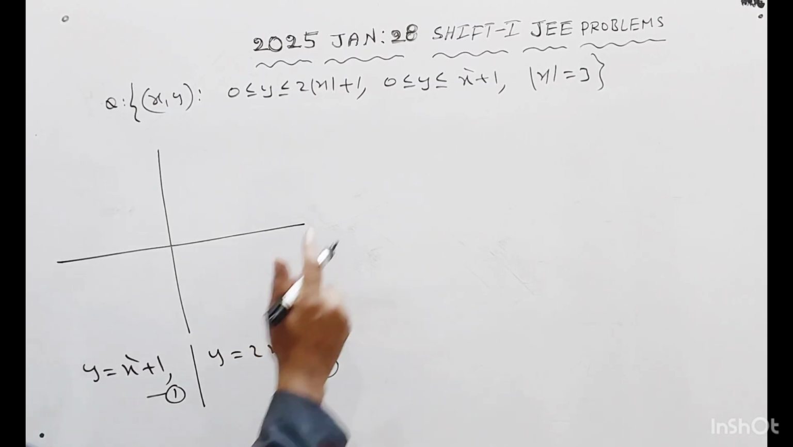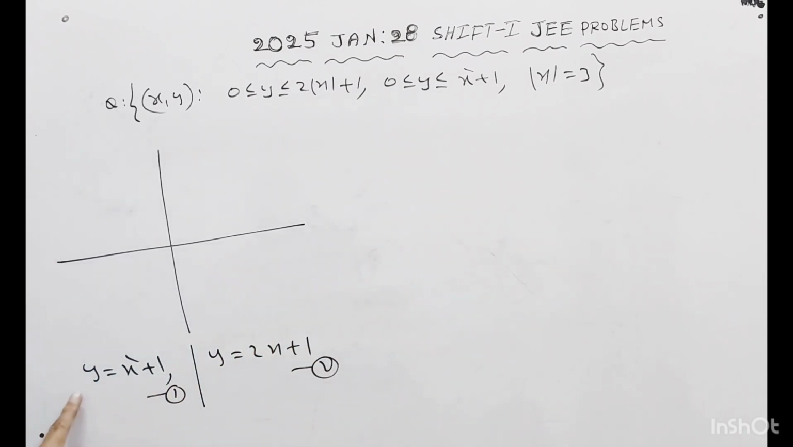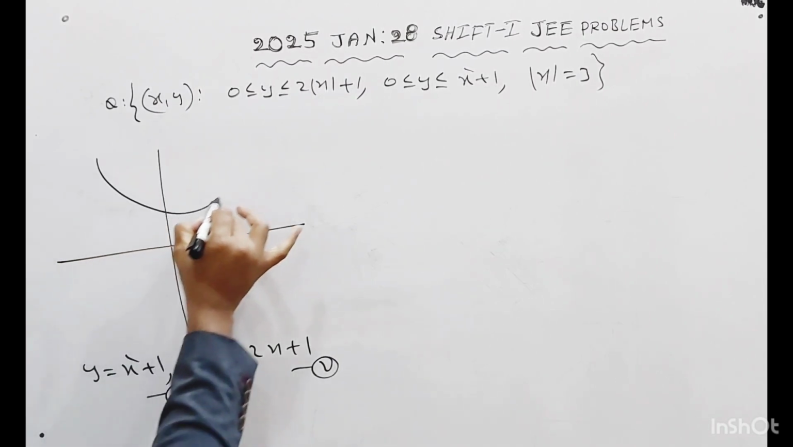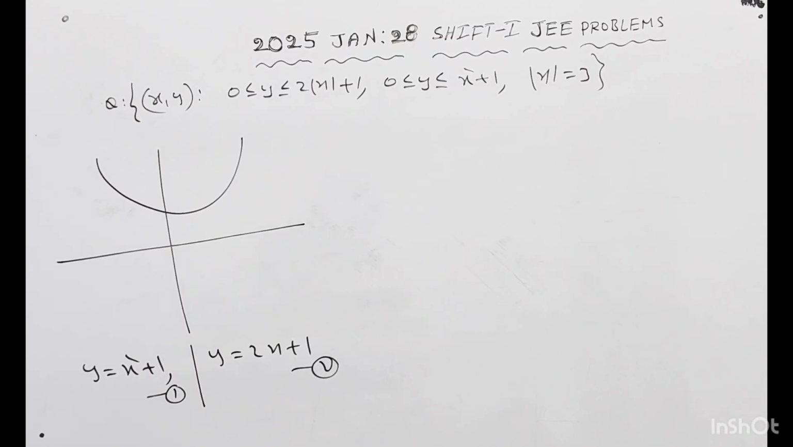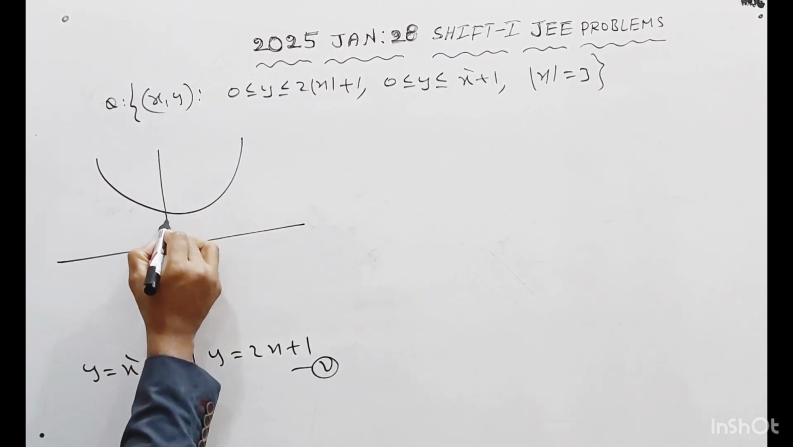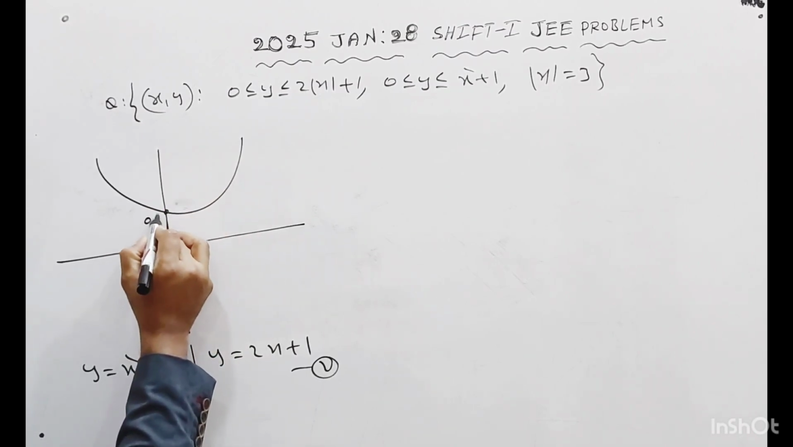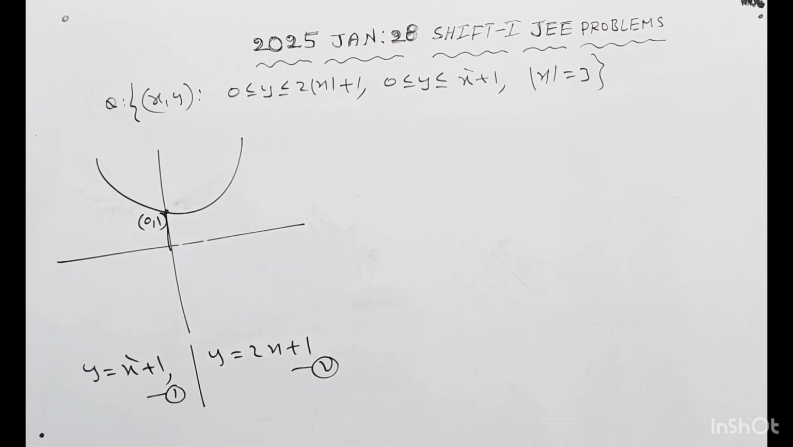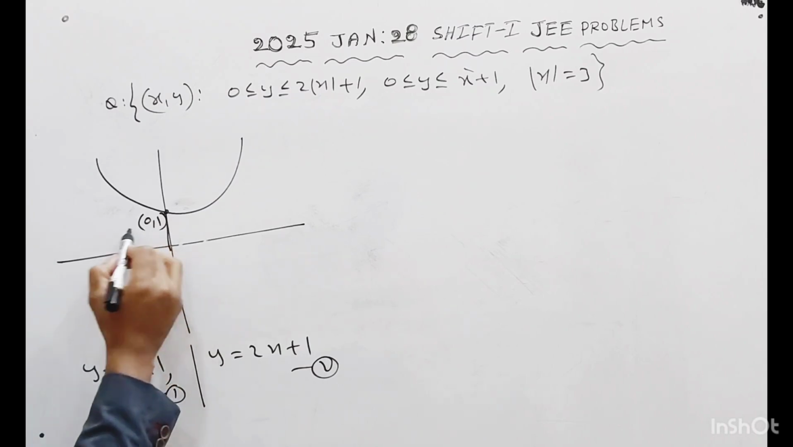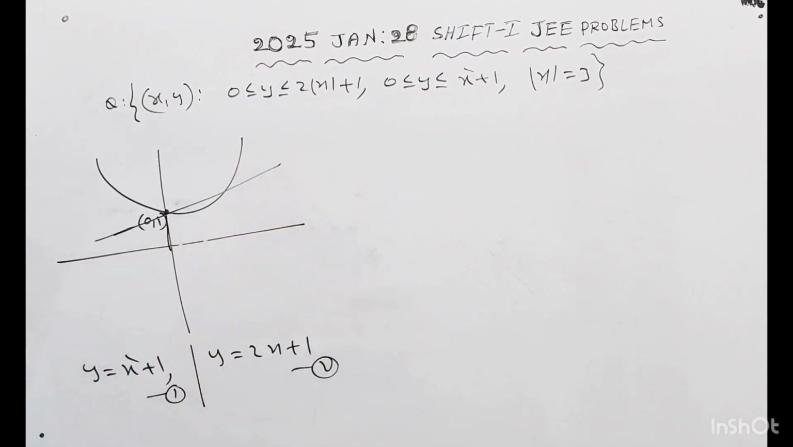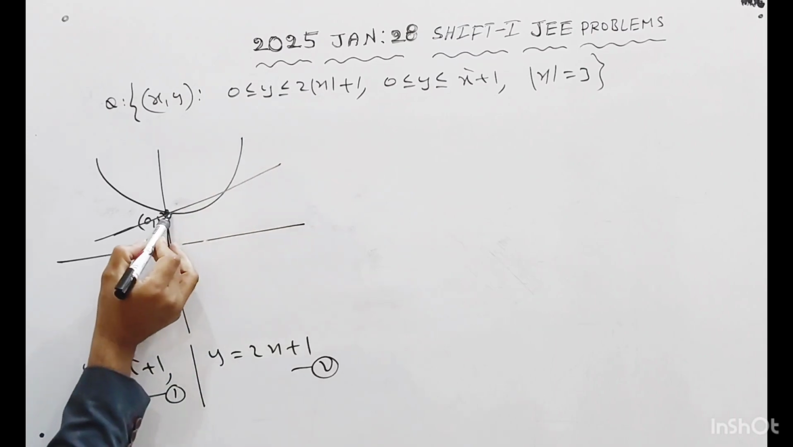So we can draw this parabola on the coordinate axes like this. This length is actually 1, so this is the point (0, 1). Next, this looks like y is equal to mx plus c, so that line will be like this. And here, the slope being negative, the line will come like this.